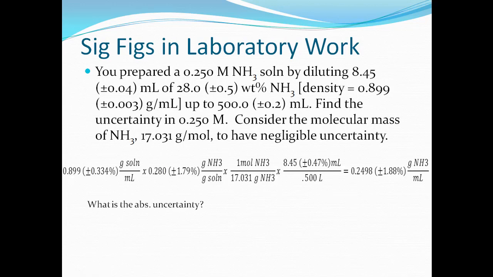Here, I'm showing you the entire problem. Let's not worry about the errors right now. The first thing that I do is I figure out how I have to set this problem up to get this 0.25 molar NH3, which apparently I've made.